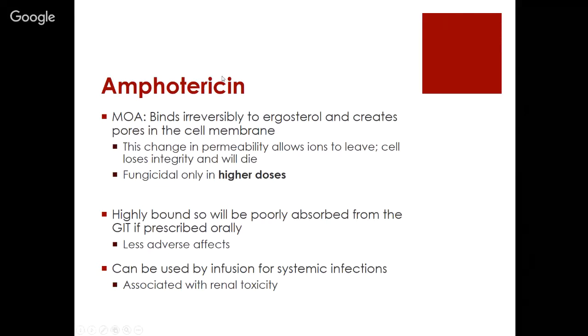Amphotericin. Earlier I was saying that ergosterol is the one that's part of the cell membrane. Well, amphotericin binds to ergosterol irreversibly. What that means is it'll create these pores in the cell membrane, and that will change its permeability. Basically with all of these, if the permeability of the wall decreases, the cell loses its integrity and will die. The interesting thing about this one is fungicidal, virucidal, bactericidal, all the same thing.